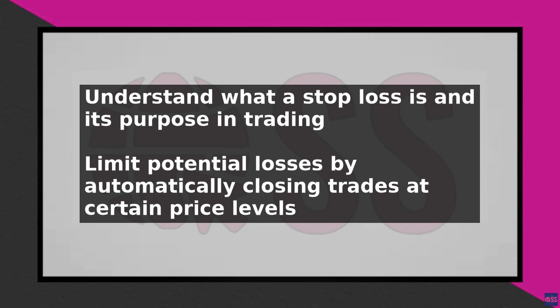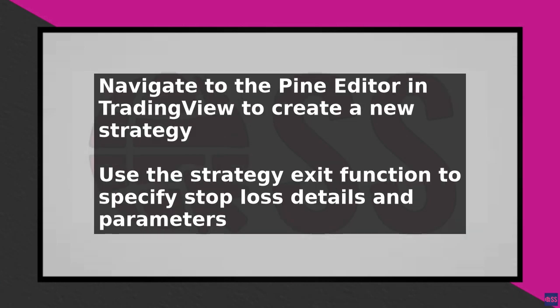This function allows you to specify the ID of the order, the symbol, the side of the trade, and the stop price. For example, if you want to set a stop loss at 5% below the current price, you can use the following code. strategy.exit(id = "stop loss", stop = strategy.position_avg_price * 0.95). This code will set a stop loss at 5% below the average entry price of your trade.